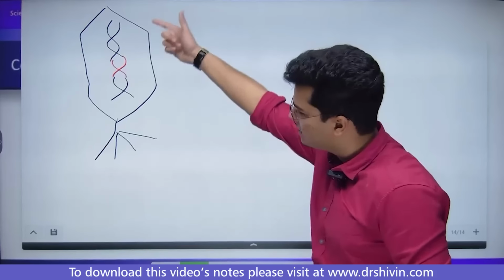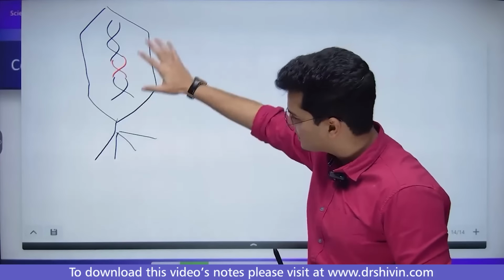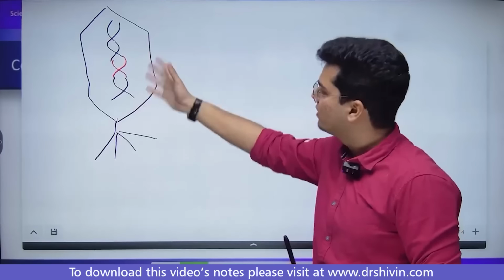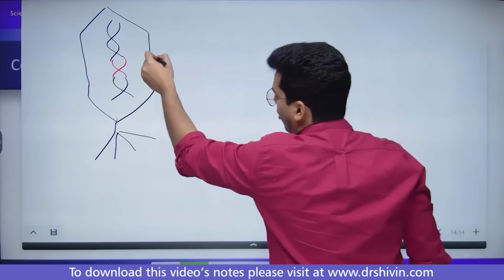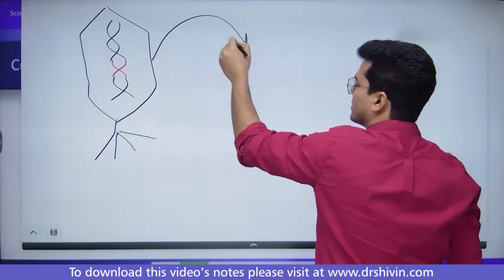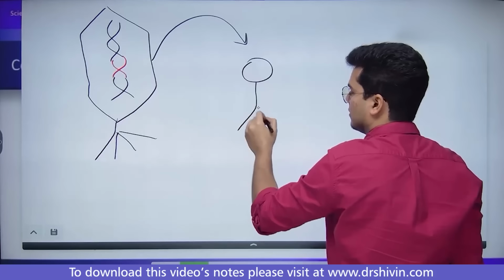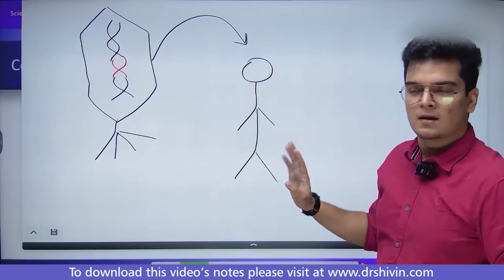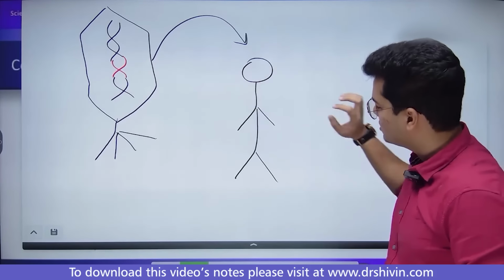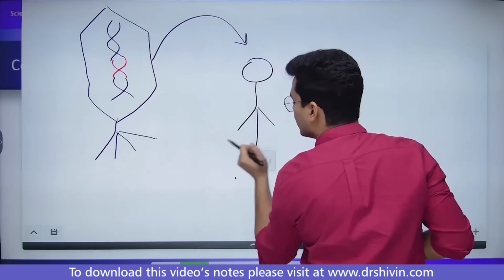Now this is what the adenovirus looks like. It is a vector, a carrier of a recombinant DNA molecule. Now I will cause this adenovirus to infect me. Okay, now you infect me. Now when this adenovirus goes into my cells, what is going to happen?